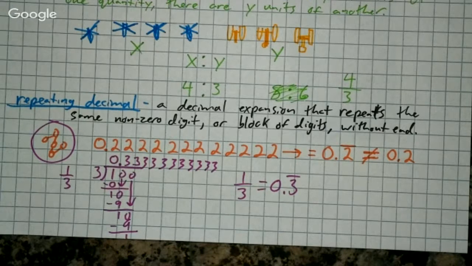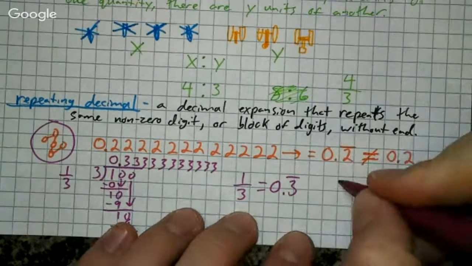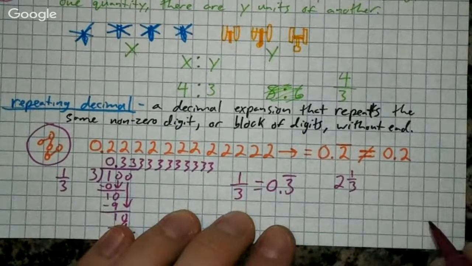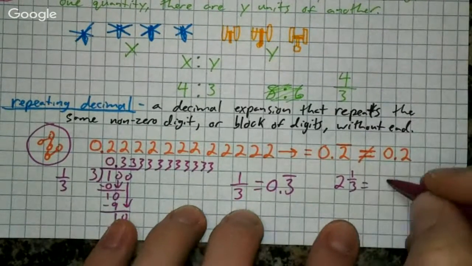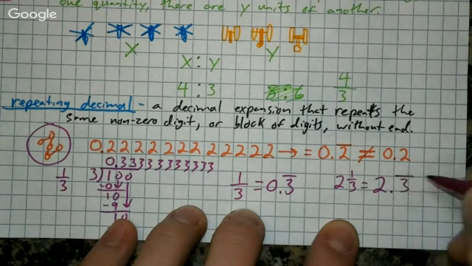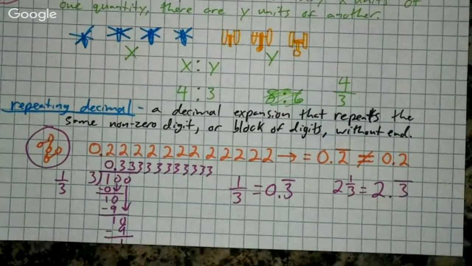Now, what if you had a mixed number? What if instead it was 2 1/3? Well, that's the easy thing about this. 2 1/3 is just going to equal, you leave the whole number the same, 0.3 vinculum. It goes on and on forever. So when you're trying to make a decimal out of a fraction that's a mixed number, you don't have to worry about it. The whole number stays the same. Okay, so that is our repeating decimal.